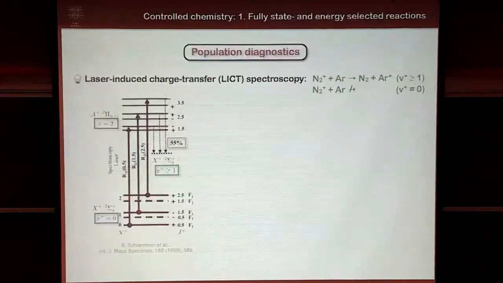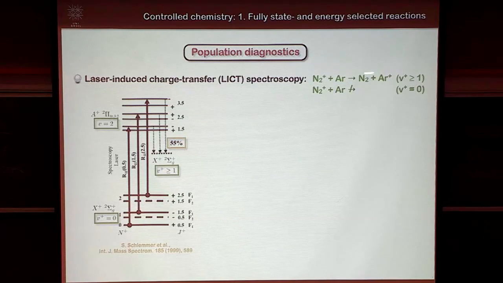So how do we know that this is actually true? Of course we have to somehow check that this is really happening, so we have to do some sort of spectroscopy on these ions to ascertain this. The technique that we are using is, since we're chemists, a chemical technique. This is called laser-induced charge transfer spectroscopy. The idea is that we optically pump the population out of selected rotational states that we want to investigate to vibrationally excited states of the nitrogen ion. And conveniently, nitrogen undergoes a charge transfer reaction with argon atoms if it's vibrationally excited, but not if it's in the ground state. This is how we can detect it.